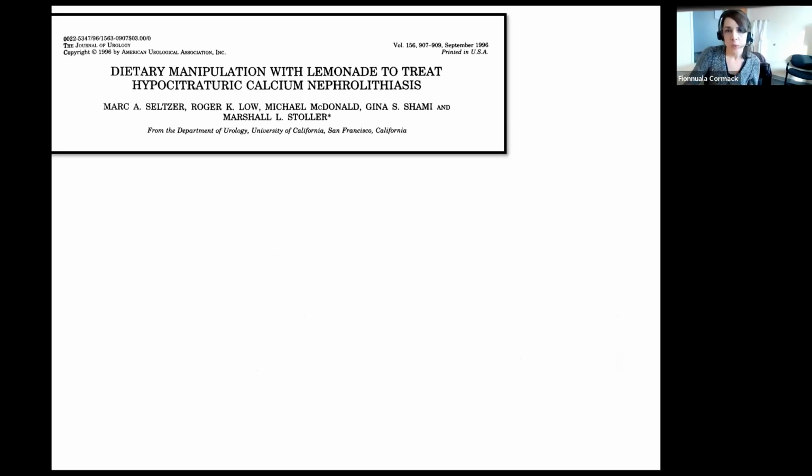Because of the problems with Urocit-K, cost, GI effects, and maybe potassium loading, there was a lot of interest in lemonade, and this was big news. Marshall Stoller's group from UCSF took 12 patients and gave them 4 ounces of real lemon, that squeezy lemon juice, with 2 liters of water. They measured urinary citrate at baseline and then 1 week later, and observed increased urinary citrate. So this was really exciting. Everyone should put lemon juice in their water. And they proposed that the 2% of citrate that doesn't get metabolized is showing up in the urine, and that's a meaningful finding.